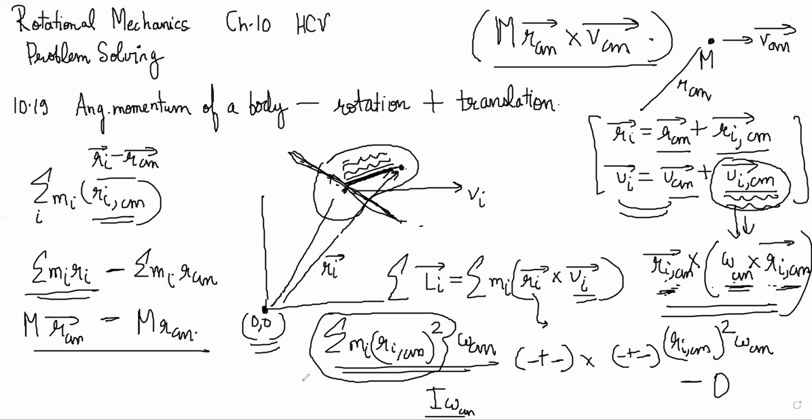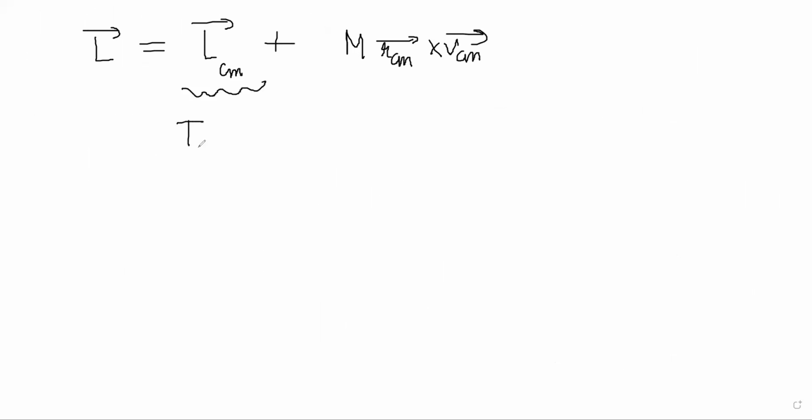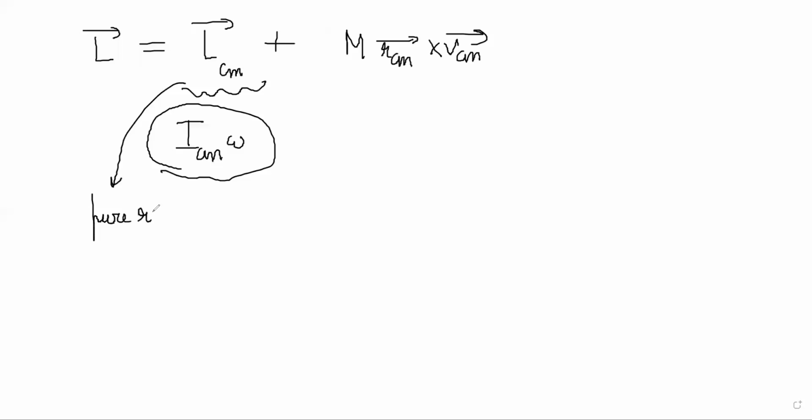So your total angular momentum of this body becomes L about center of mass plus M RCM cross VCM, where L about center of mass is calculated as ICM omega. You are thinking of the body as pure rotation about the center of mass axis. L will be I omega only if it is a pure rotating body, pure rotation about the center of mass.